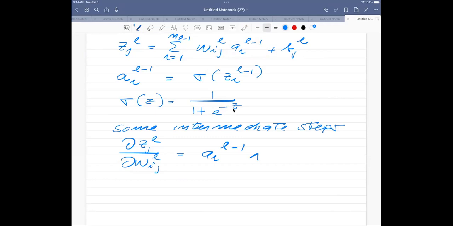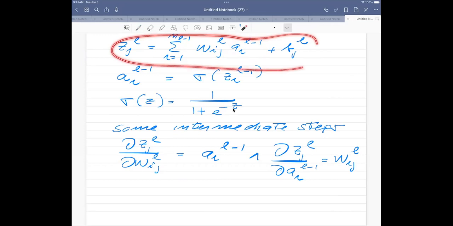I need another quantity in the calculations here. So these are just intermediate steps in order to set up the final algorithm. I have an l minus 1, and this is given by w_ij^l. And you can see that immediately from the equation which we have here, right? So these are some of the derivatives we need.